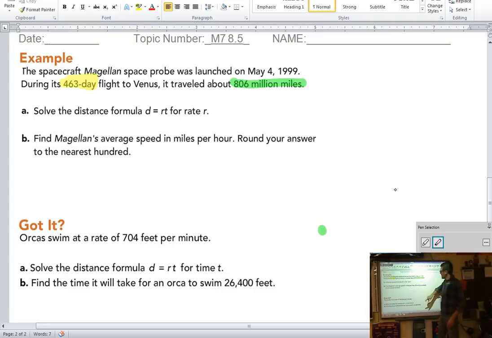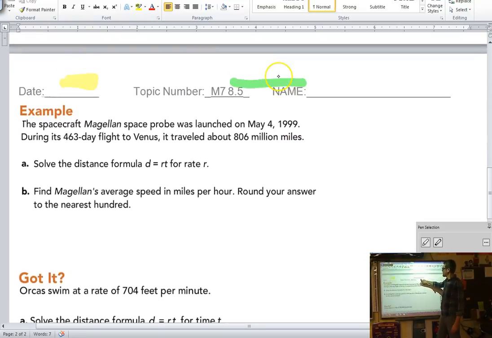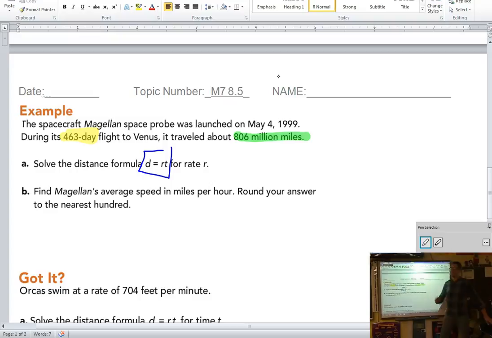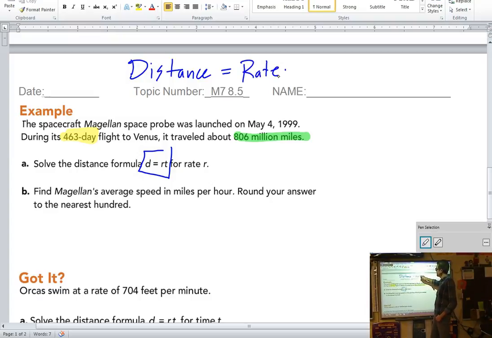At the very top of your paper, above where it says 8.5, I need you to rewrite our dirt formula, but write what it actually represents. What do those values in the dirt formula stand for? Leah? Distance equals rate times time. So this spacecraft, Magellan, this is real, traveled for 463 days, a little over a year.